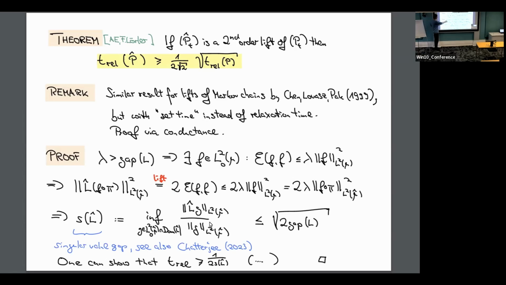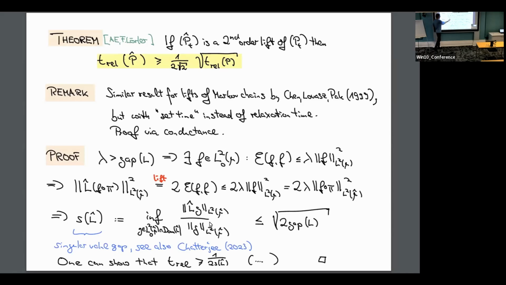So take any number lambda that's greater than the spectral gap of your generator. Then this means there exists a function such that the Dirichlet form is less than lambda times the squared L2 norm of the function, the function being non-zero, of course. And what does this tell you about the lift? Well, now we have this relation. Twice the lifted Dirichlet form is given by this quantity here. This was our definition of lifts. So you see this quantity here is bounded by 2 lambda norm f squared, which is 2 lambda times norm f of pi squared integrated with respect to the measure mu hat. Okay, so that means the norm of L hat of f of pi divided by f of pi is bounded by the square root of 2 lambda.